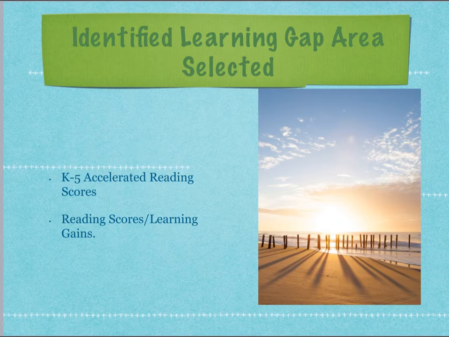So the identified leading gap area we've been focusing on throughout this course, and it means a lot to me and it's very important to me, is kindergarten through 5th grade accelerated reading scores. The reading scores and the learning gains they make that are associated with that. I am currently a principal of a pre-K 3 through 8th grade school with about 500 students, and literacy transcends everything we do and sets the stage for what's next. And it's such an important thing to get right off the bat.